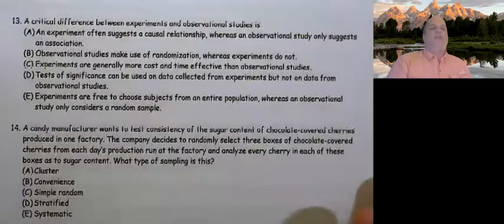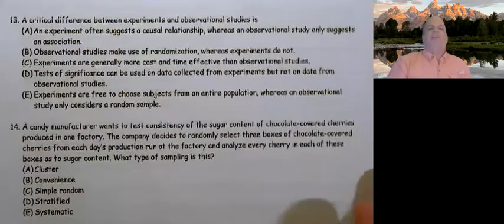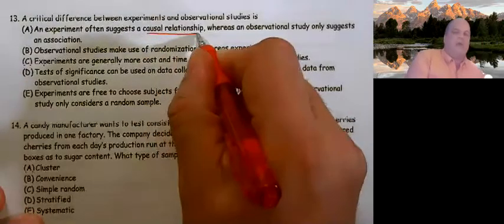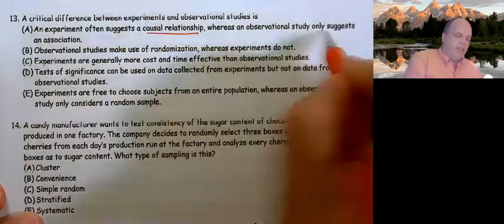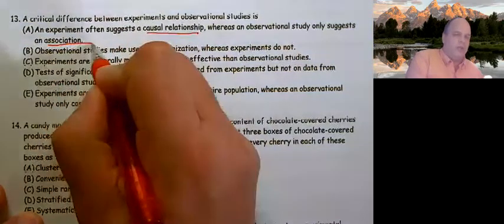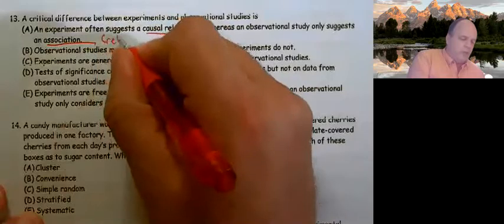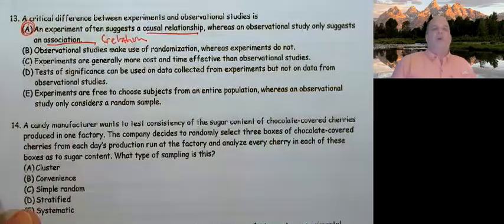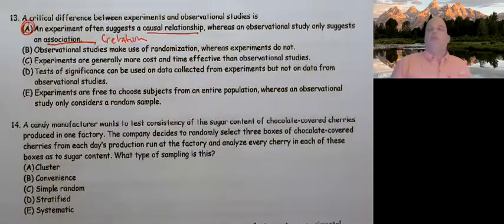A critical difference between experiments and observational studies is, once again, in an observational study, the subject chooses what they want to choose, and in an experiment, they are randomly assigned treatments. Treatments are given to them. And consequently, an experiment can show a causation or causal relationship. An observational study can only show a relation or association. And this word also could have been relation. So the best answer for this one is letter A. An experiment can show a causation, where an observational study can only show association or relation.